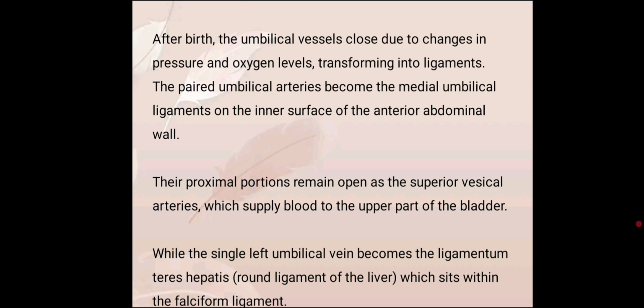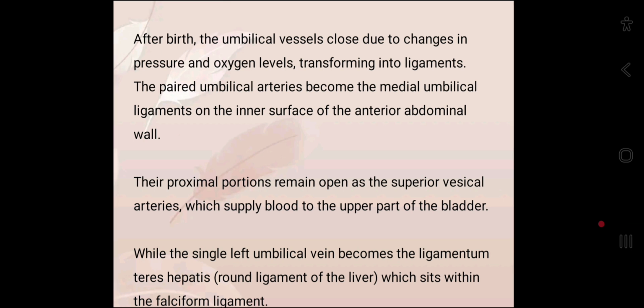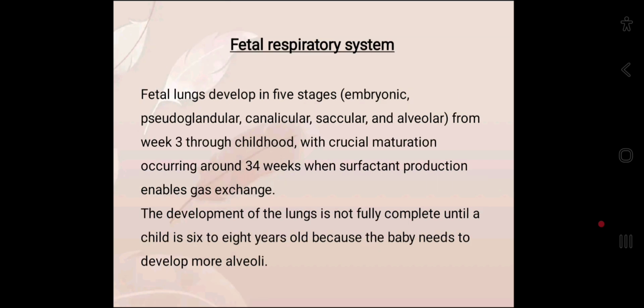The umbilical cord is composed of 2 umbilical arteries and 1 umbilical vein. The paired umbilical arteries will obliterate to form the medial umbilical ligaments, which are located on the inner aspect of the anterior abdominal wall. But the proximal portion will form the superior vesical arteries, which supply the upper part of the bladder. While the umbilical vein, which is a single vein, will become the ligamentum teres hepatis in the falciform ligament of the liver. This is the cardiovascular system.